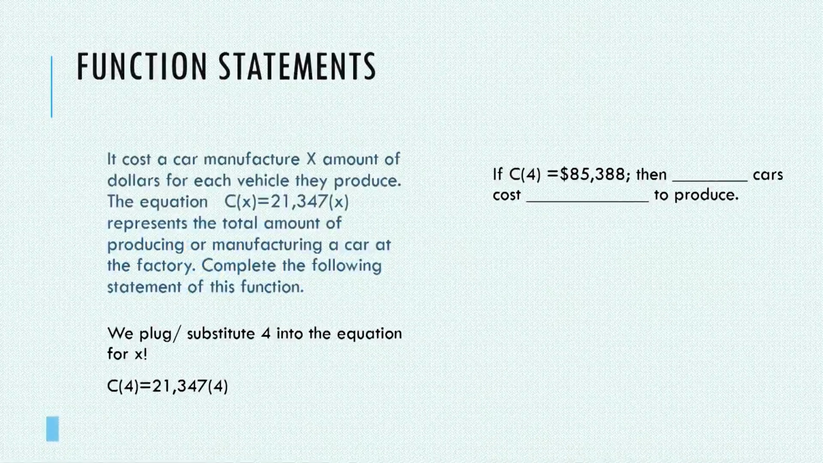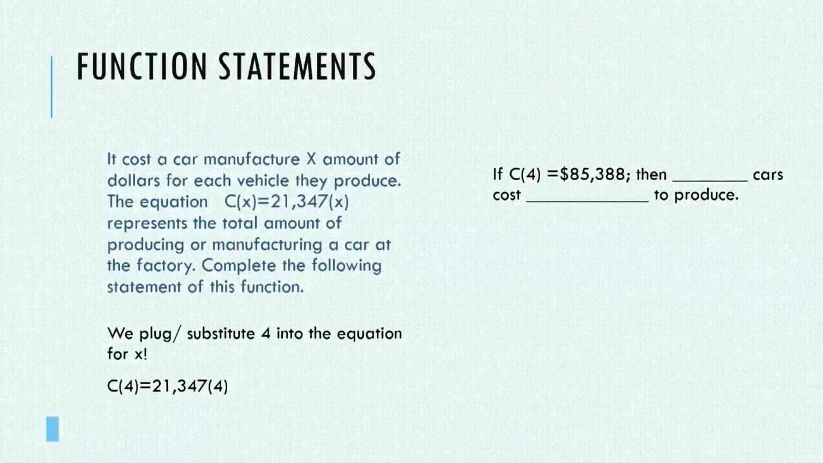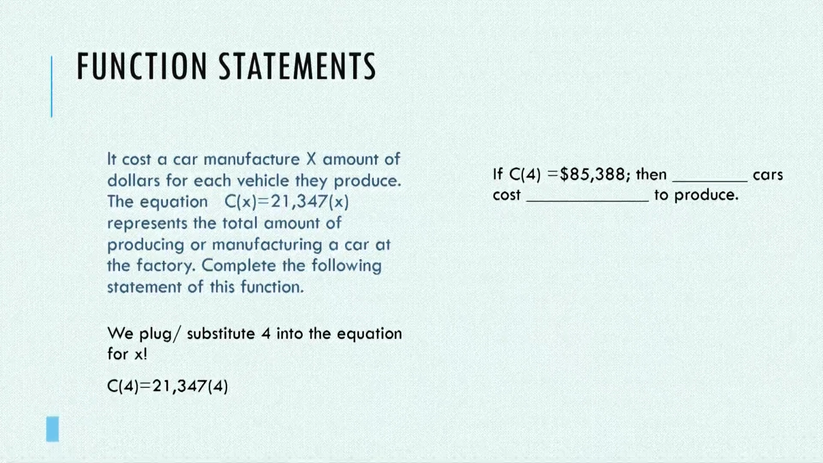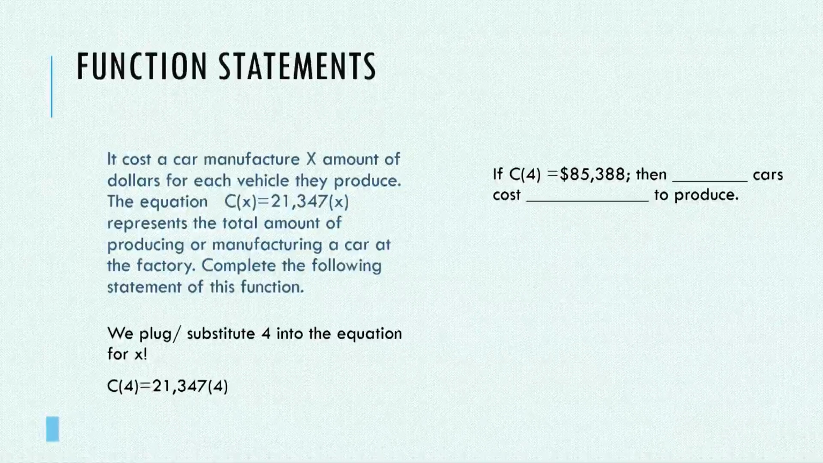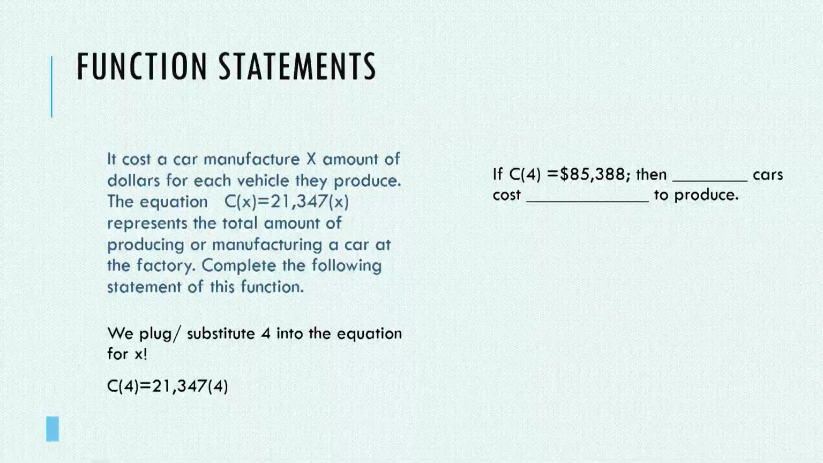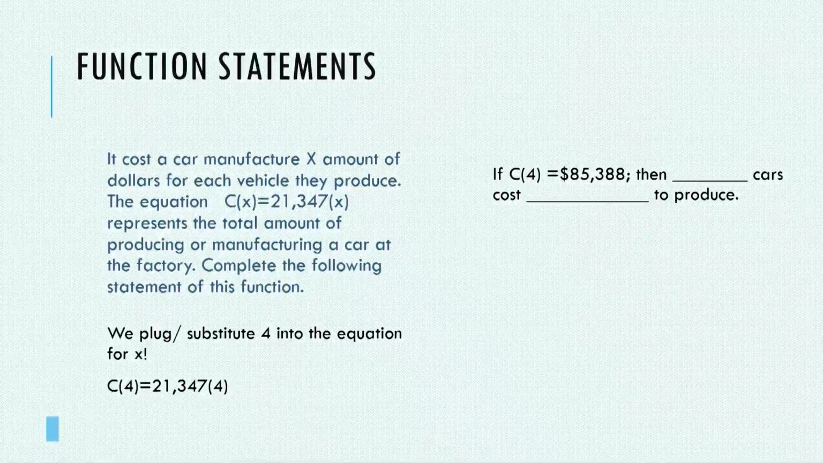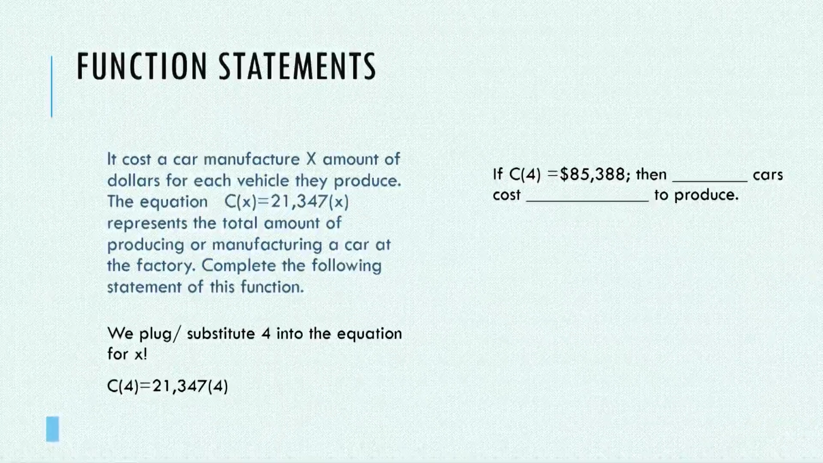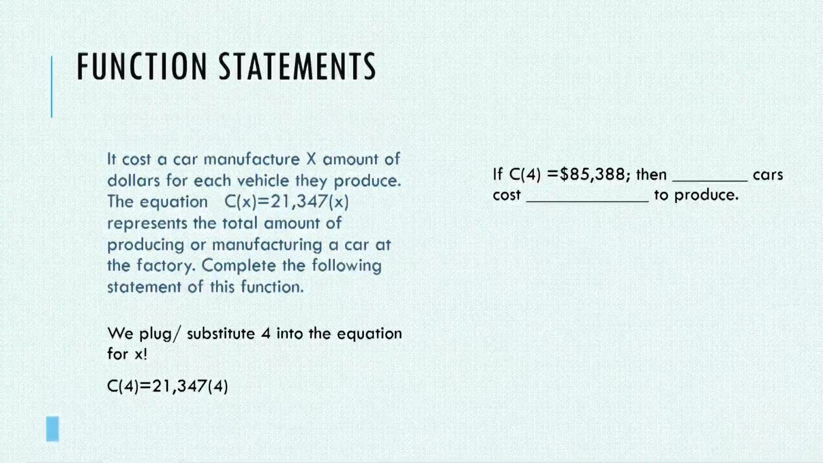It says function statements. If it costs a car manufacturer X amount of dollars for each vehicle they produce, the equation C of X equals 21,347X represents the total amount of manufacturing cars at the factory. Complete the following statement for this function. Now, here is what we have. C of 4 equals 85,388. We need to know what that means.